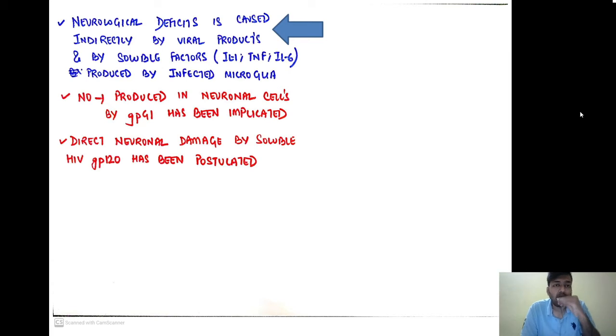Now remember, there is also a role of nitric oxide, which is produced in the neuronal cells by the GP41, as well as direct neuronal damage by soluble HIV GP120 has been postulated. So both the glycoproteins GP41 and GP120 are implicated in the pathogenesis of CNS involvement in HIV.